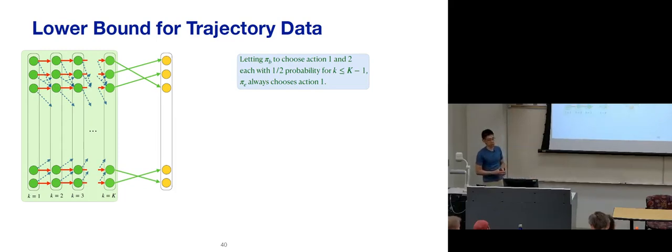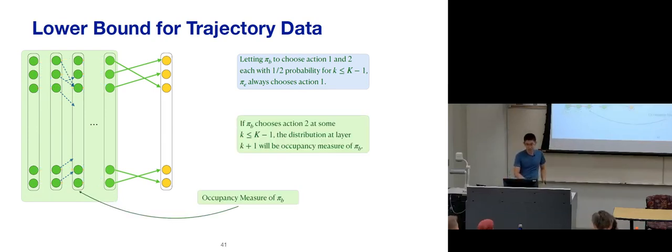So what's the property of doing this? We let this policy collect the offline data, choosing action 1 and 2 with equal probability. And the evaluation policy always chooses action 1.